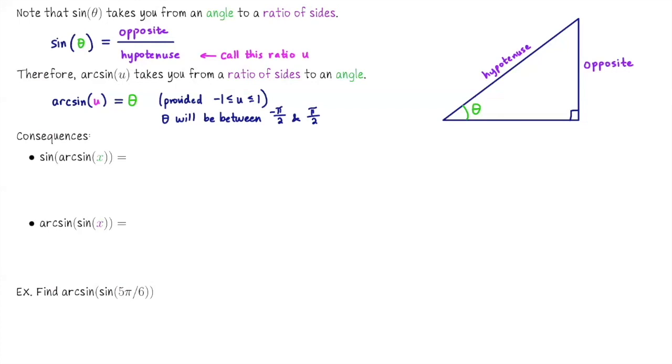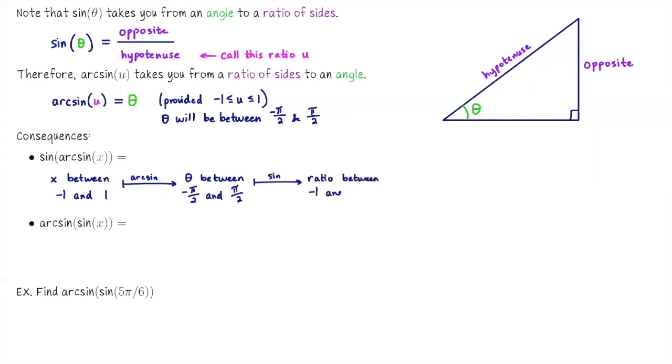In which case, sine of arcsine of x will always be x. To see this, notice we're going to start with an x value between -1 and 1. We first plug that into the arcsine function. That will return us a theta value between -π/2 and π/2. Then we plug that theta back into sine, and that's going to give us back a ratio between -1 and 1, which will exactly correspond to the x that we started with. So in this direction, sine of arcsine of x, so long as your x is in the domain between -1 and 1, these will just cancel each other out.